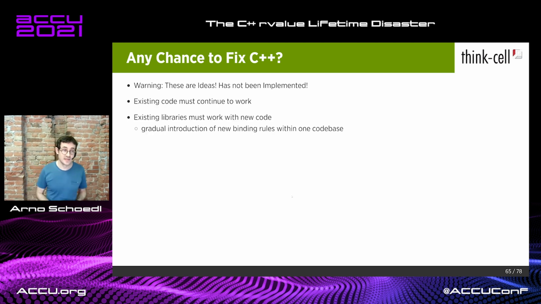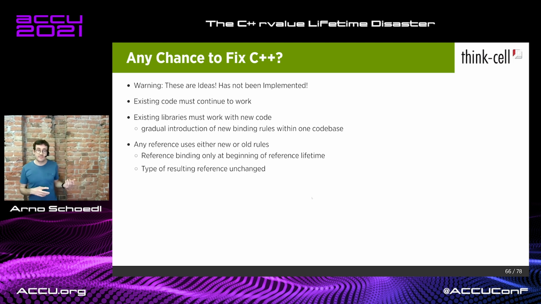And here's the idea. First of all, what are the requirements? Existing code has to continue to work. There's no way that we can actually break existing code. The existing libraries must also work when they are used with new code, because we may write new code and want to use the solution to the problem, but we cannot afford to change all our libraries. So we somehow need to gradually introduce these new binding rules within one single code base.